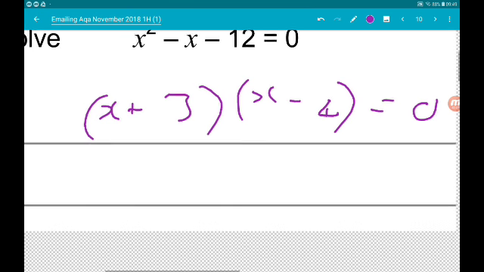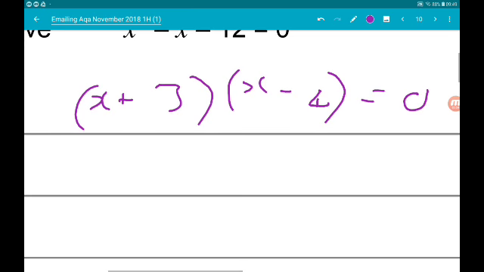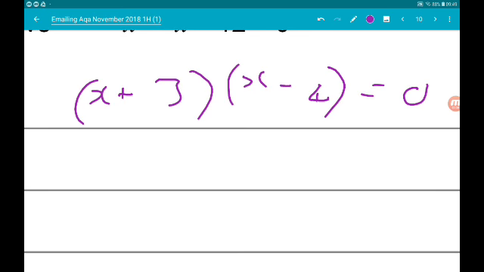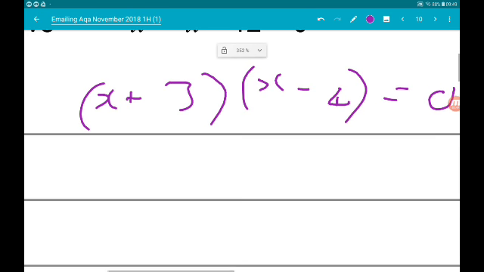Now, to get the solutions, you set whatever is inside each bracket equal to 0 and solve for x. So either x plus 3 is equal to 0, so x is minus 3, or x minus 4 is equal to 0, so x is positive 4. Cool.